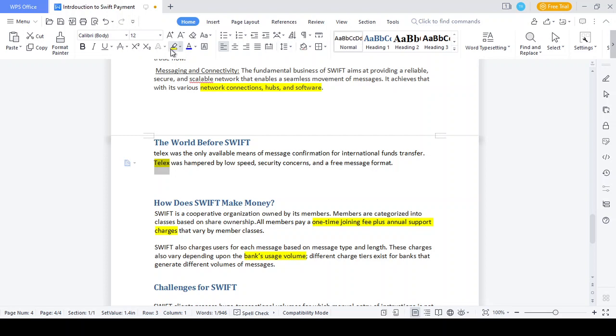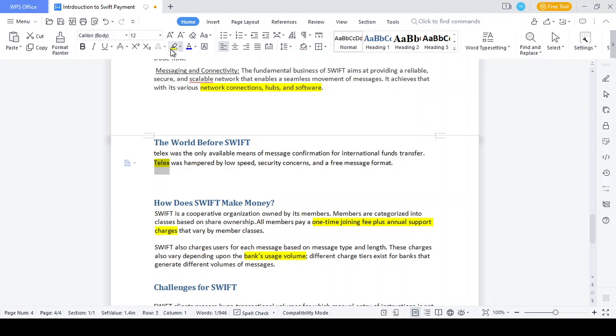How does SIP make money? I said that SIP is one kind of network. They are sharing the network for international wire transfers. How do they make the money? Any financial institution or non-financial institution can use the SIP network. They pay a one-time joining fee and annual support charges.